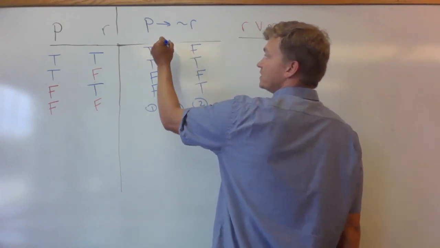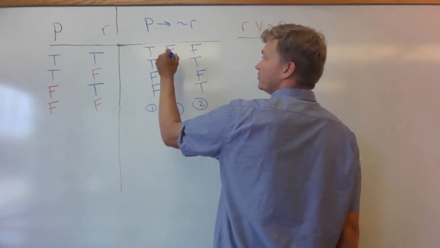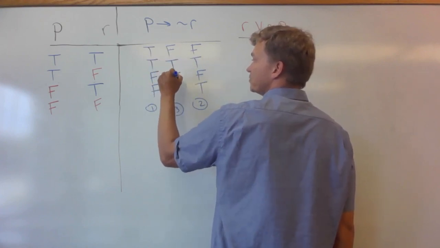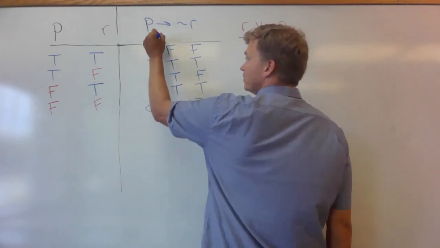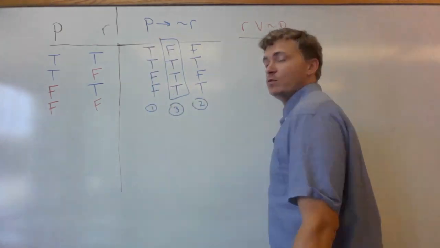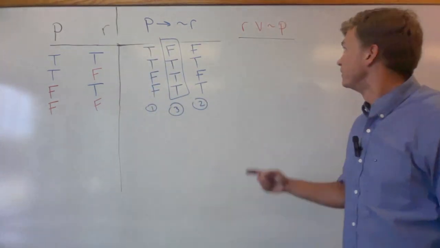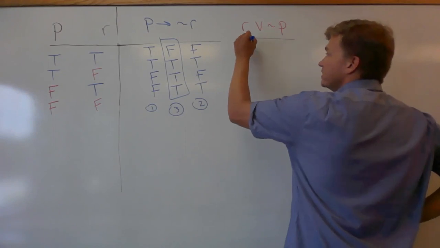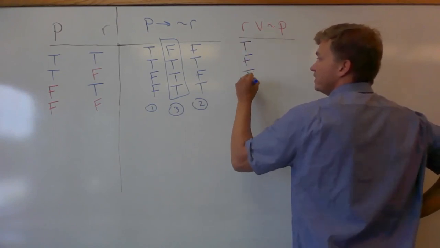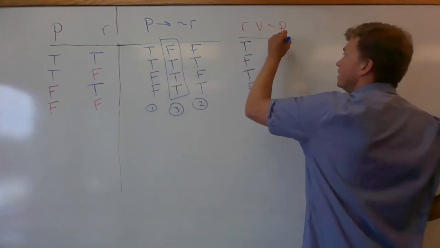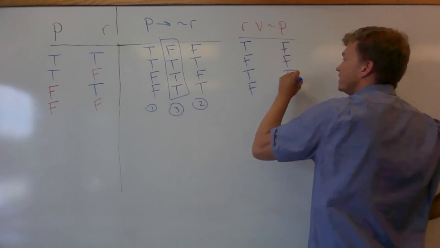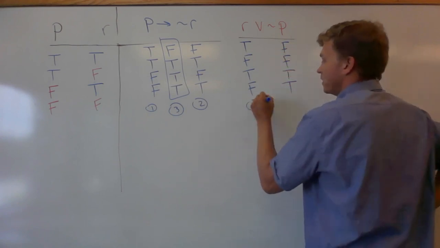True implies false is false. True implies true is true. False implies false is true. False implies true is true. So that's what our truth table looks like for our first statement. The second statement, R is TFTF, not P is FFTT. Columns 1 and 2.